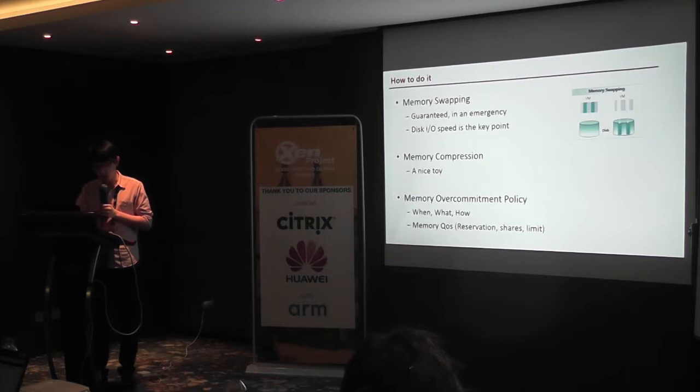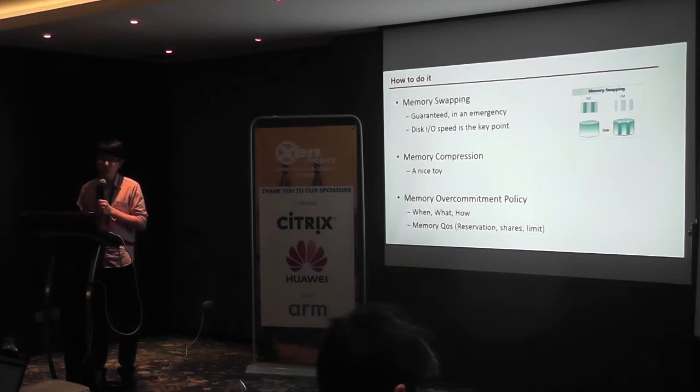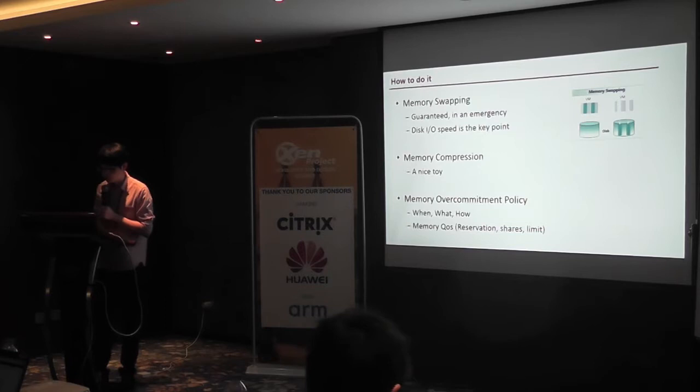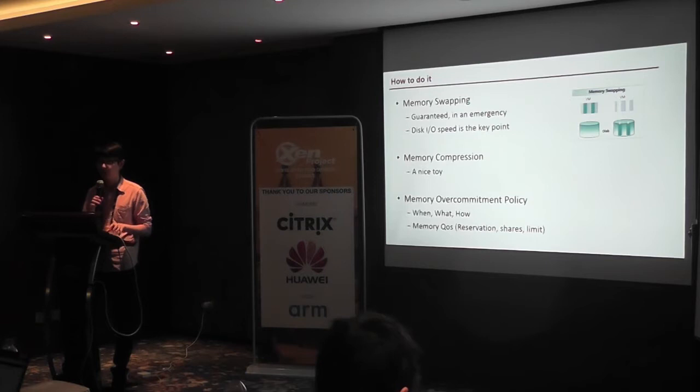We also need memory overcommitment to decide when to do it, what to do, and how to do it, and also a lot of optimization to make sure memory QoS is workable, including reservation, shares, and limits. It's also an important component of memory overcommitment, but because of the time, we may have to skip it.